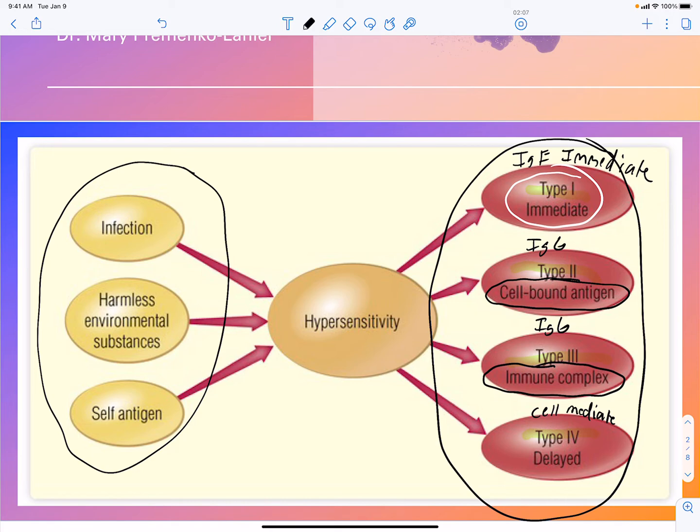Now, with respect to infections, it's important to understand that not all infections are going to cause excess damage, such as colds. They're a little bit more of an annoyance than excess damage. And then you have other infections that are going to cause excess damage. Most of these are going to be a combination of the different types of hypersensitivities. You can also have a reaction to self-antigen, which of course we refer to as autoimmunity. And then environmental substances or harmless substances can also cause these hypersensitivities. The most common one we think about is the allergic response, type 1, where you have an allergen. But things like penicillin can also be a harmless environmental substance that causes a hypersensitivity type reaction in some individuals.